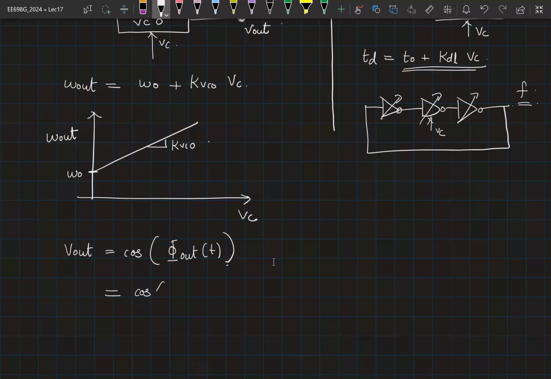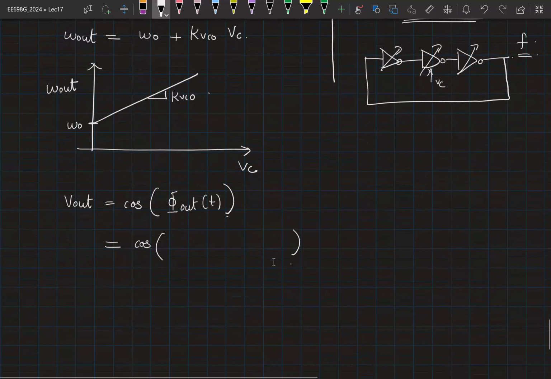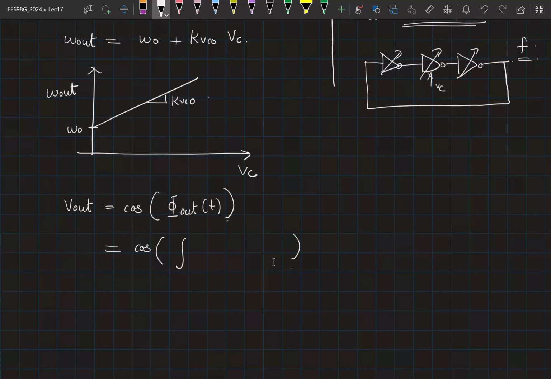So this is cos of something. You know the relationship between Vc and the frequency for a VCO. It has to be an integral. If you had the phase information, you calculated the instantaneous frequency by taking the derivative. So now if you have the frequency information, you have to integrate it to get the phase, right? So this expression becomes integral of omega out with respect to dt.